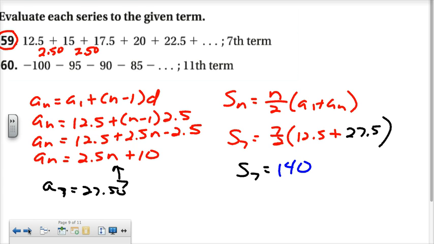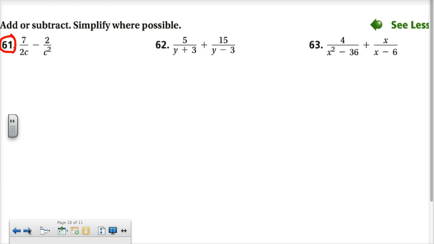Now, 61 says add or subtract and simplify where possible. And you look at 61 and you realize, oh, I can't just go ahead and do this math. I don't have a common denominator. So what we want to do is take the original.